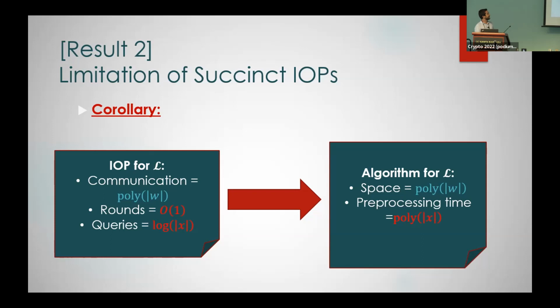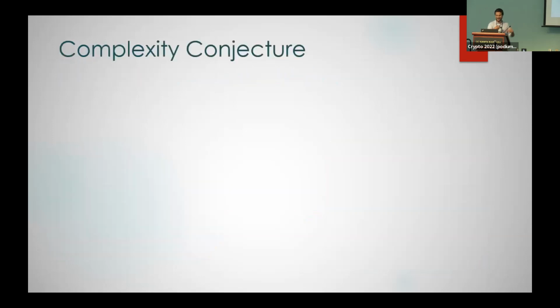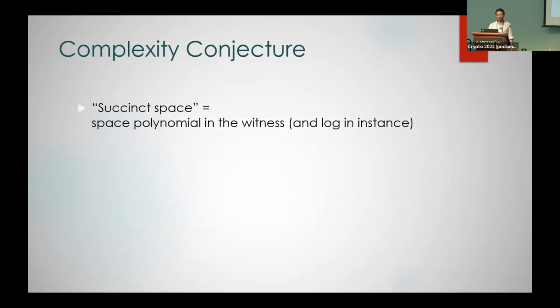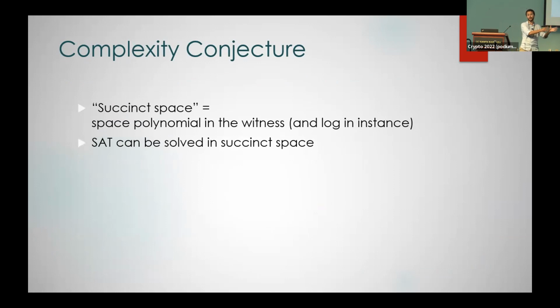Let's think about this sort of algorithm for a bit. This is supposed to lead to the complexity conjecture that we present in this paper. When I say succinct space, it's like succinct proof. I'm talking about space which is polynomial in the witness, so it only depends on the witness and maybe logarithmically on the instance as well. For example, we know that SAT can be solved in succinct space. When I'm talking about SAT, I'm talking about deciding whether a CNF formula is satisfiable or not. And this can be done in succinct space.